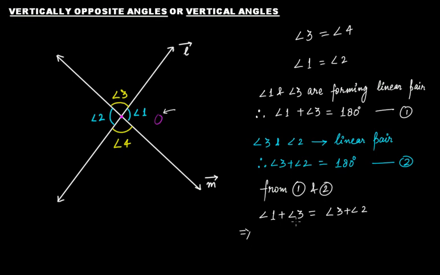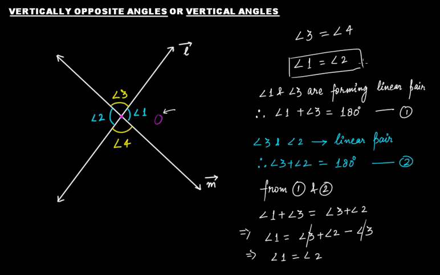If you take this plus angle 3 and transpose it by applying the transposition method, this will become angle 3 plus angle 2 minus angle 3. We have applied the transposition method on this one. So this will be angle 1 is equal to angle 2. Why? Because this will get cancelled. This is plus angle 3 and this is minus angle 3. It means that angle 1 is equal to angle 2, right?